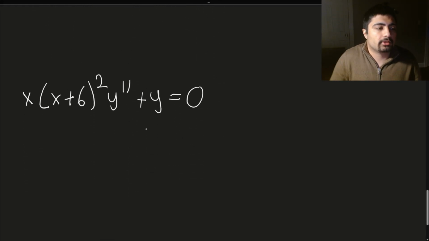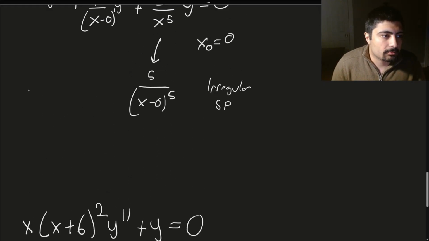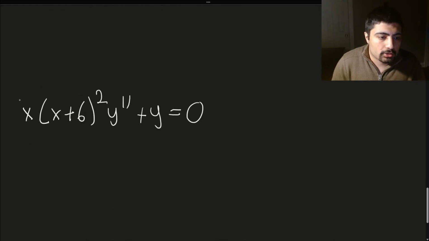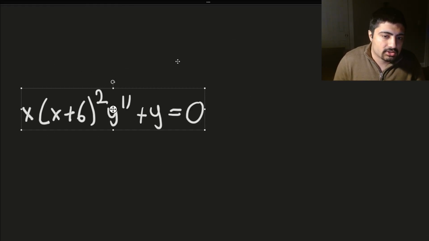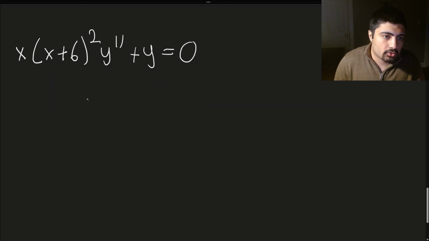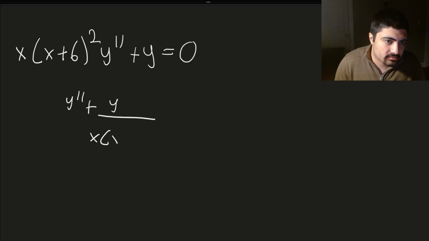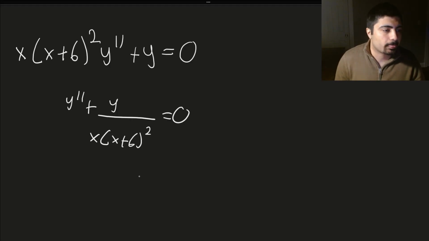So let's work on this problem, shall we? We want to start with simplifying this into the standard form. So I will just go ahead and write this in standard form. So we will have y double prime plus y divided by x times (x plus 6) to the 6th power, (x plus 6) to the 2nd power, equals 0.